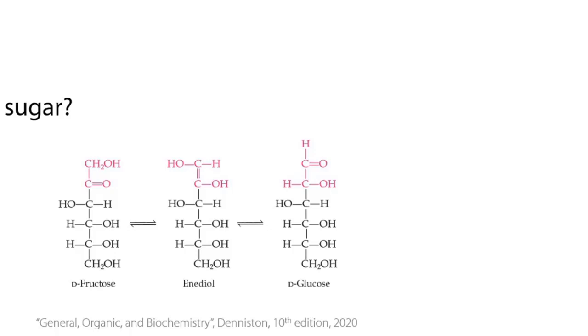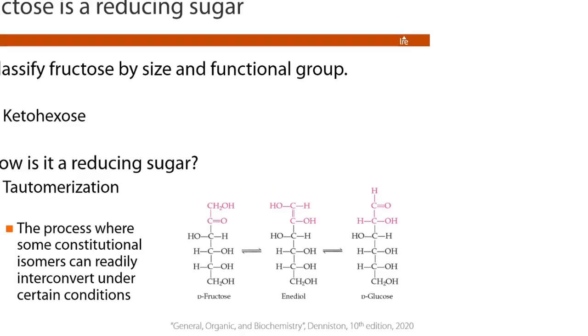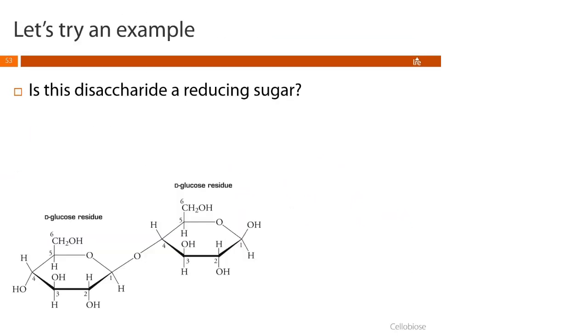If the ene-diol converts into glucose, glucose has an aldehyde, so that's going to be able to interact with the Benedict's reagent, and so we're going to get a positive Benedict's test. This is why fructose is a reducing sugar, even though it does not contain an aldehyde group. Okay, so what about disaccharides? Can they act as reducing sugars?